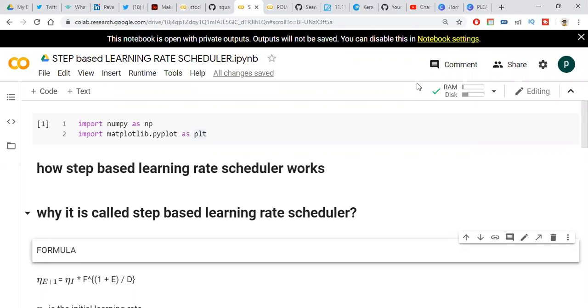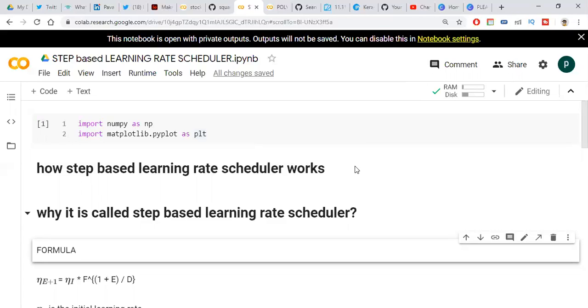This is Pawan Tadepalli. Today I am discussing the step-based learning rate scheduler. If you want to know what a learning rate scheduler is, please watch my tutorial on learning rate scheduler. Today I will discuss how to implement this learning rate scheduler using Python, how this scheduler works, and why it is called step-based learning rate scheduler. First, I will discuss why it is called step-based learning rate scheduler.